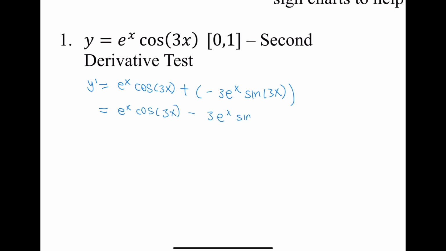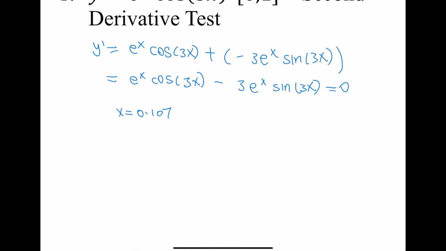We can use our graphing calculator for this one. That is going to be when x is equal to 0.107. Okay, so let's see the second derivative of this: e to the x cosine 3x minus 3 e to the x sine 3x. Since we already have the calculator, we can calculate the derivative using the calculator.